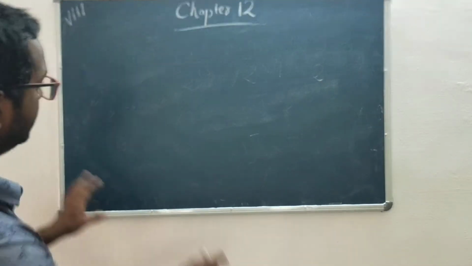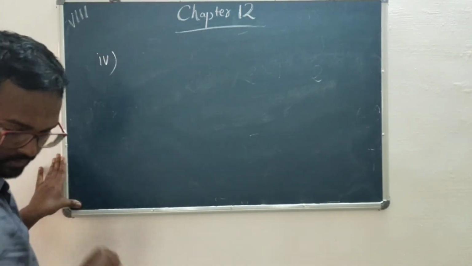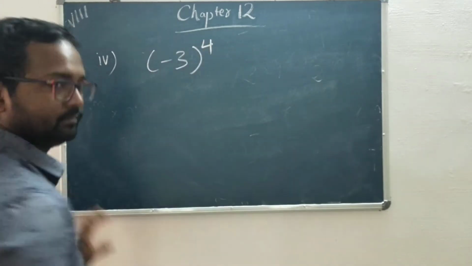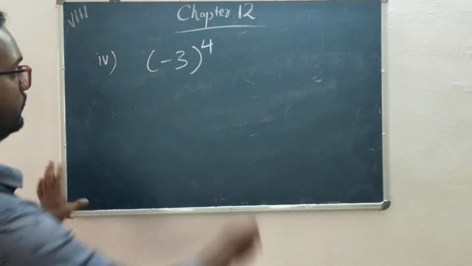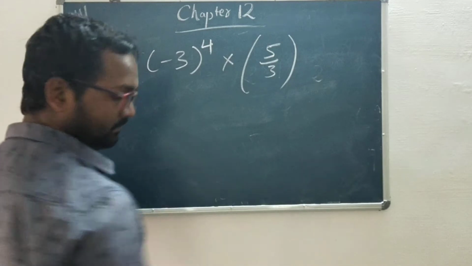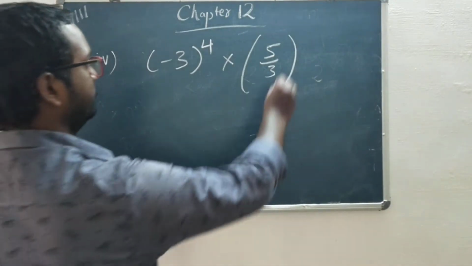The fourth one I will do here, which is minus 3 to the power 4 into 5 by 3 to the power 4.